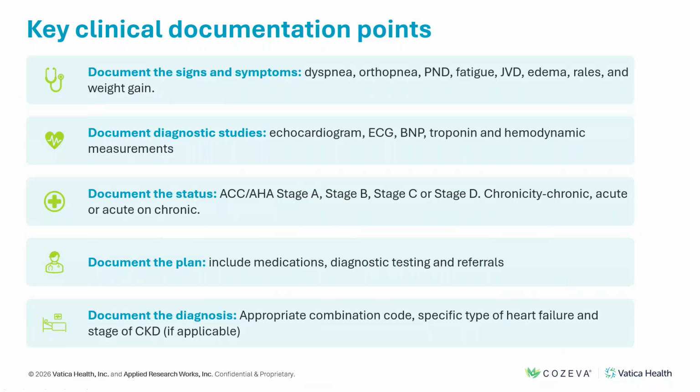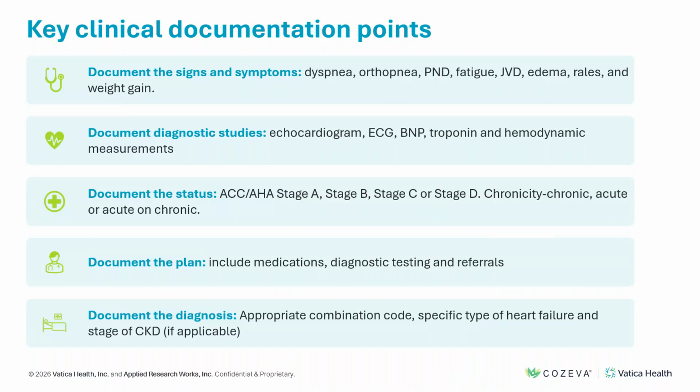So to summarize, here's some key documentation points. Document the clinical history and physical exam findings that support heart failure. So include symptoms like the dyspnea, orthopnea, PND, edema, and weight gain. And remember that the diagnosis of heart failure requires current or previous symptoms along with objective evidence. Document the diagnostic evidence that supports heart failure, like the echocardiogram findings, EKG results, BNP, or hemodynamic measurements when appropriate.